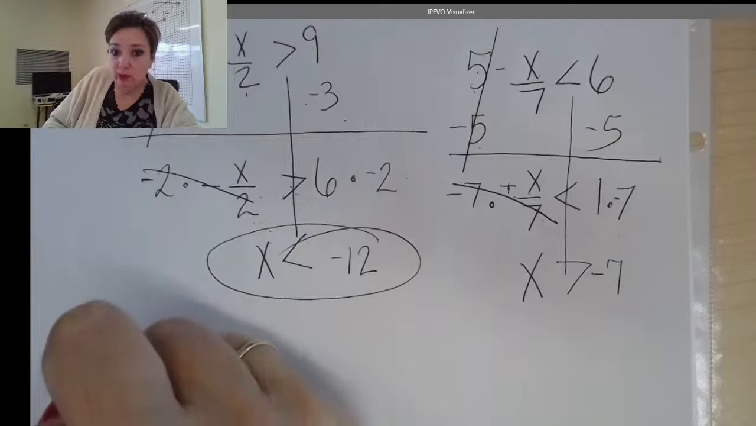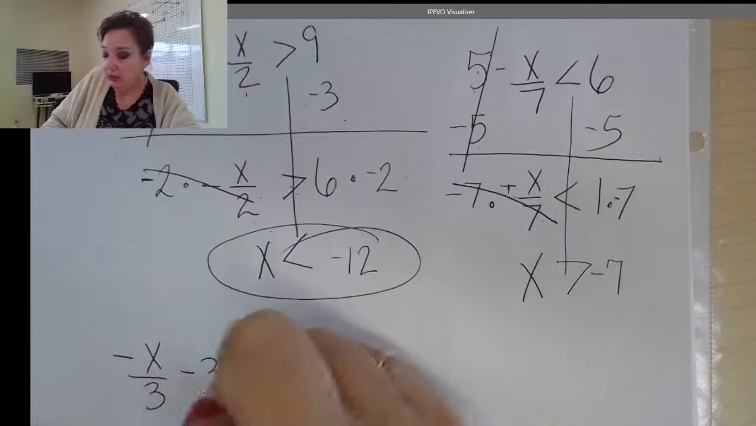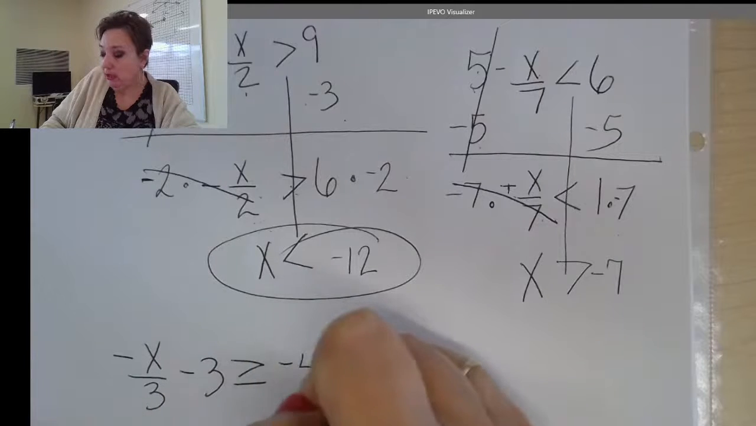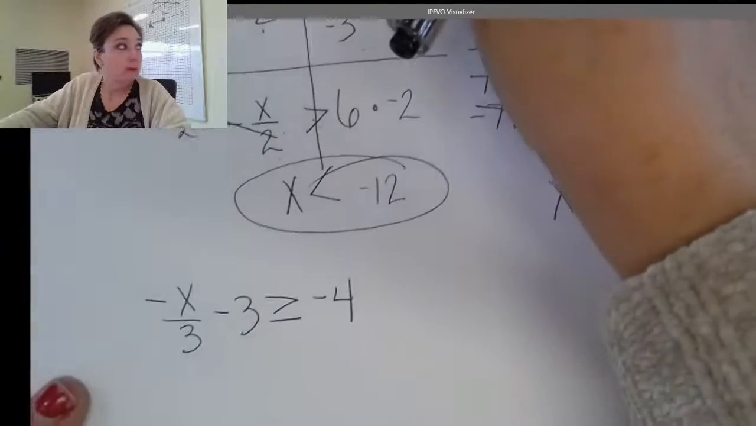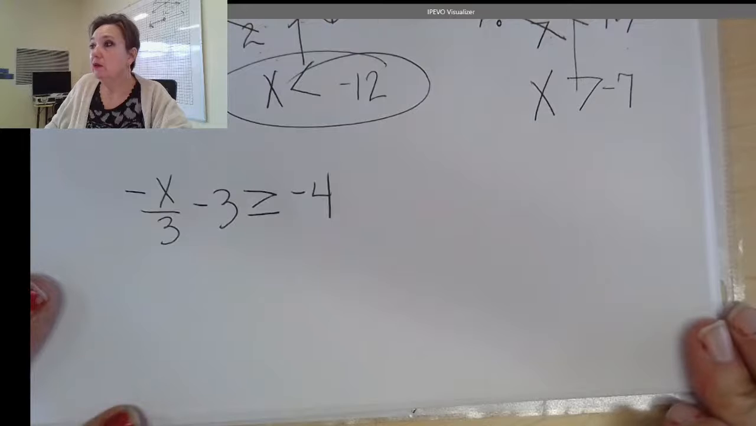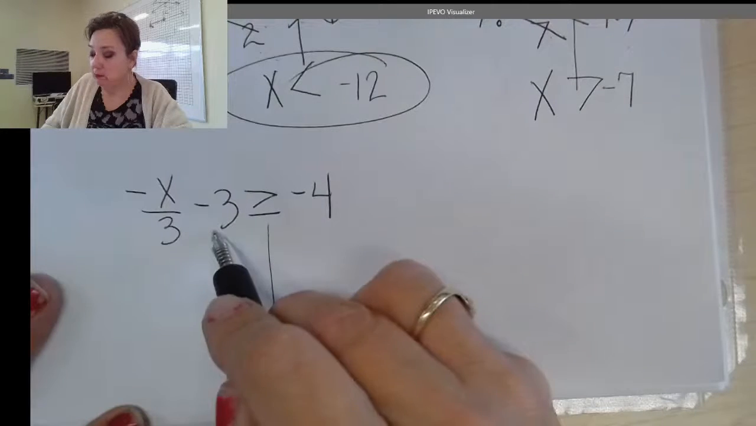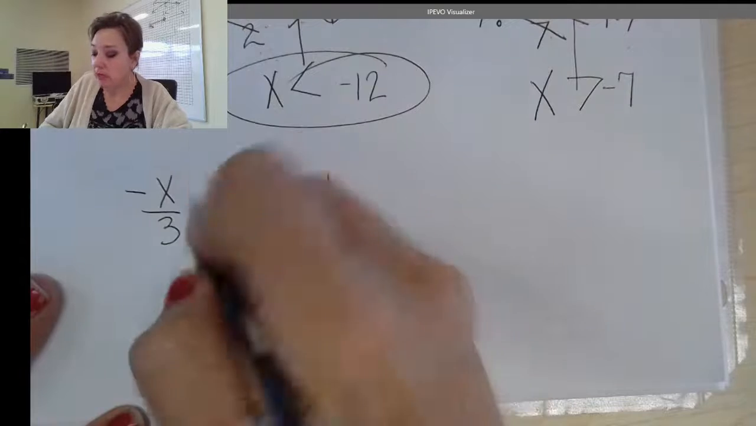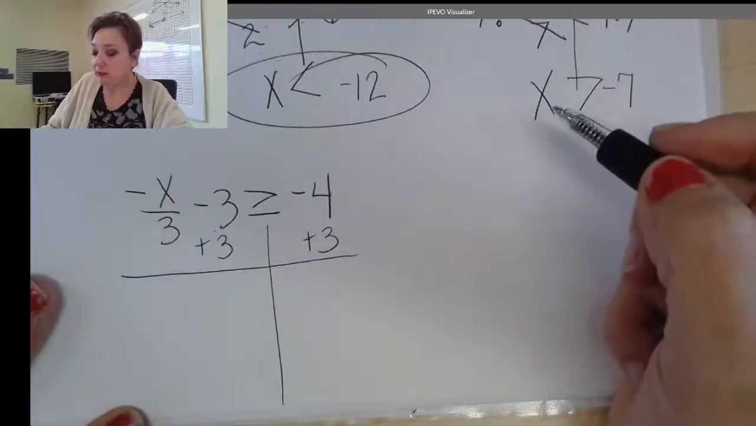Let's do negative x over 3 minus 3 is greater than or equal to negative 4. Alright? Okay? What's our first step going to be? Get rid of the 3. How are we going to get rid of it? Add 3. Okay, now what?